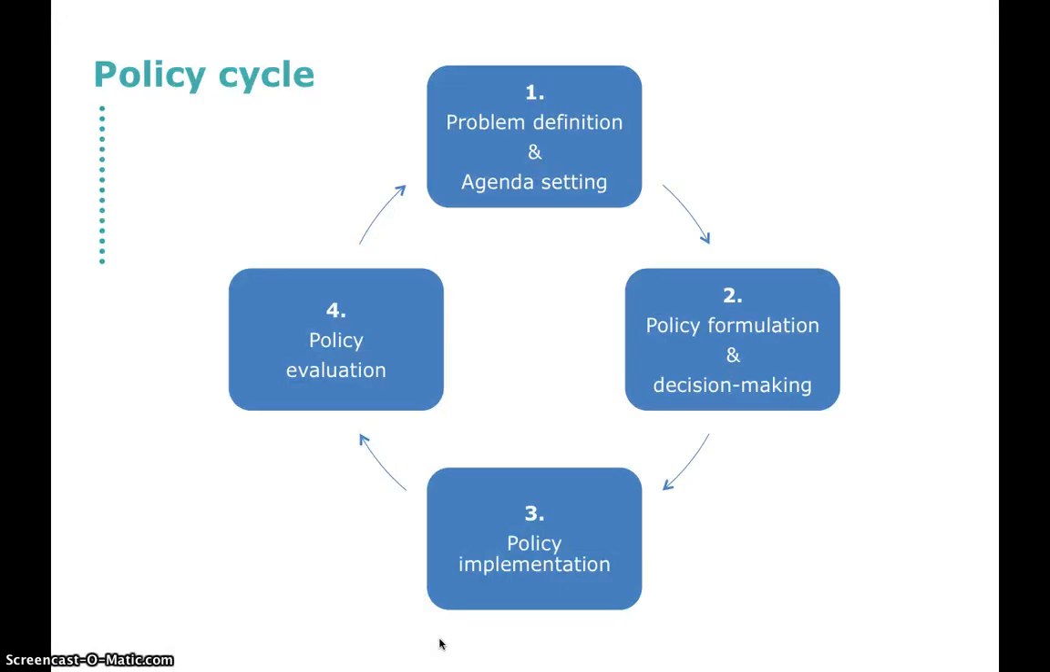As we have seen, public policies often go through different stages before they are adopted and implemented. In short, we can distinguish between four different stages, and together those four stages constitute the policy cycle.